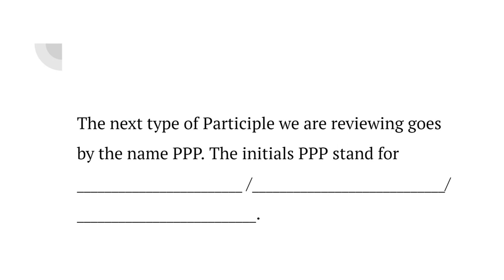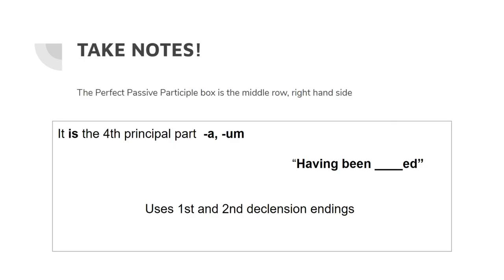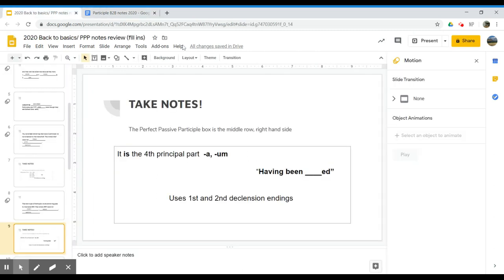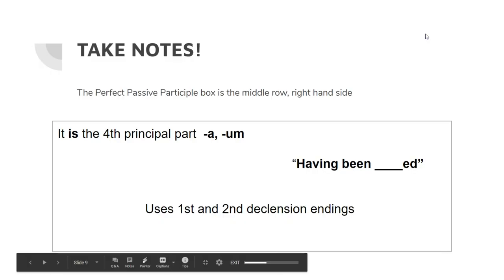All right, the next box we're going to fill out is for the PPP. This is the very first one that you learned this year. And the initials PPP stand for perfect, that's the tense part, passive, that's the voice part, participle, perfect passive participle, PPP. All right, as I say here, the perfect passive participle box is in the middle row on the right-hand side. To give you a little space here, that's what this looks like right here. Perfect over here on the left-hand side, passive up here at the top, where those two meet, that's the perfect passive participle box. So there, I want you to fill out these notes.